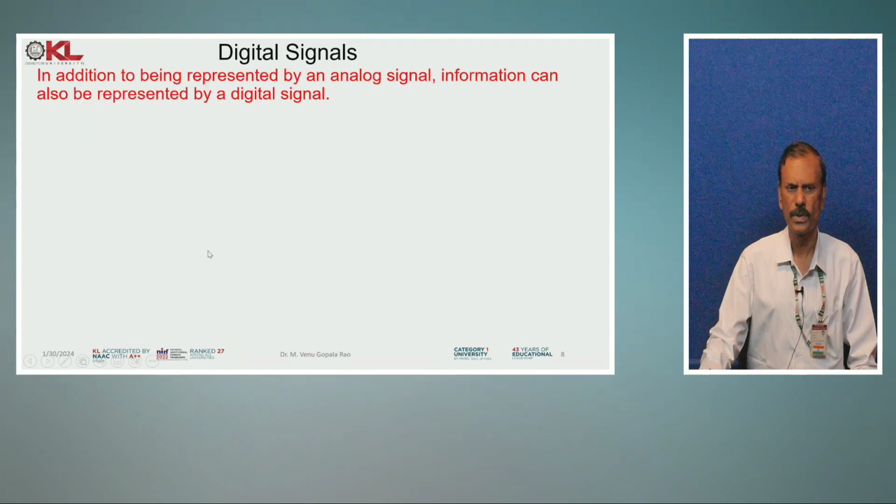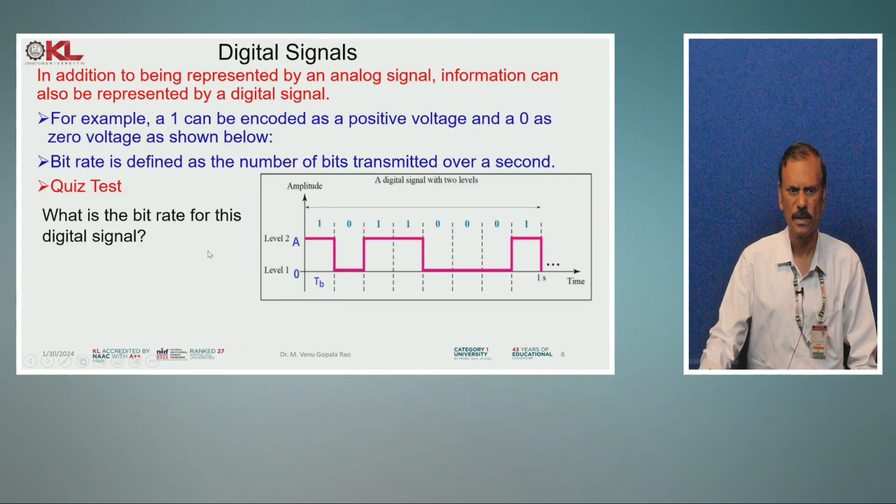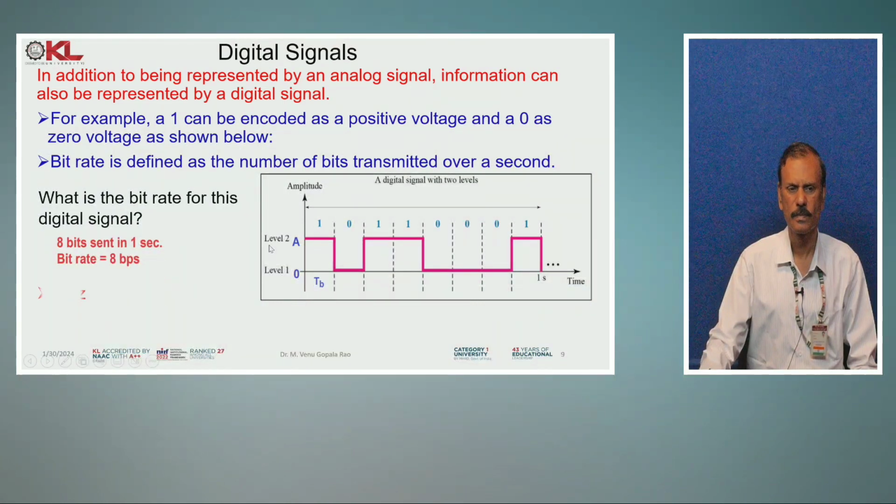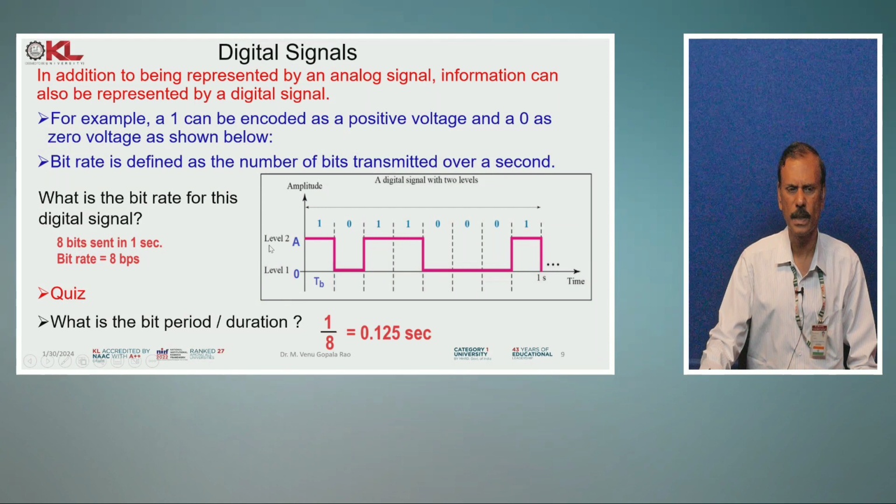Again, another quiz question. What is the bit rate? Already we have studied. Now, what is the bit period or duration? So this is another quiz question. Bit period is nothing but the reciprocal of the bit rate, so 1 by 8 bits per second, or you can say 0.125 seconds.